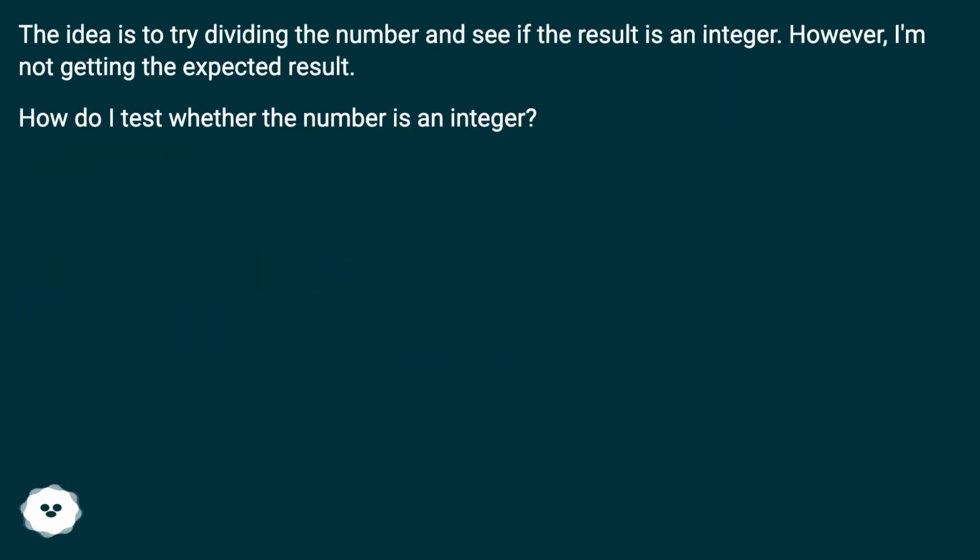The idea is to try dividing the number and see if the result is an integer. However, I'm not getting the expected result. How do I test whether the number is an integer?